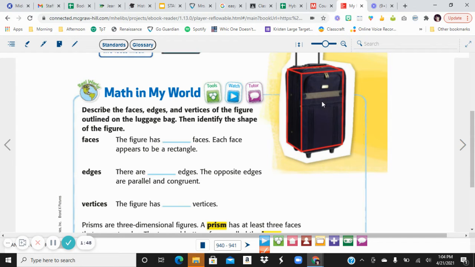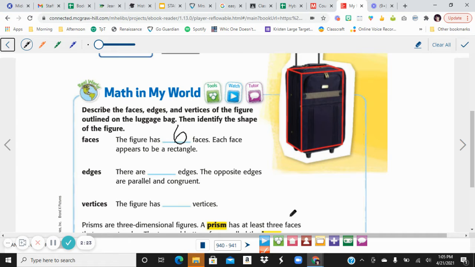We have this front face that we can see is 1. And then, of course, we have the back face that we can't see is 2. Then we have the top, which is 3, and the bottom, which is 4. Then we have this left side, which we can see is 5, and then the right side that we can't see is 6. So this figure has 6 faces. And each face appears to be a rectangle. We've learned what rectangles are. Opposite sides are congruent and parallel, and it has 4 right angles.